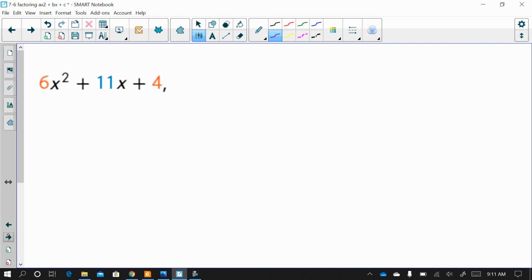Okay, next problem. 6x squared plus 11x plus 4. Do I have a GCF here? Well, does something go into 6, 11, and 4? It does not. Okay, so this is one where it's going to be a little bit harder. So let's go ahead and do our 2 sets of parentheses. But let's talk before we throw anything in.